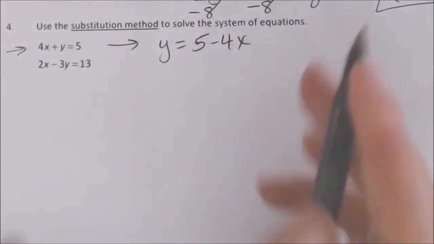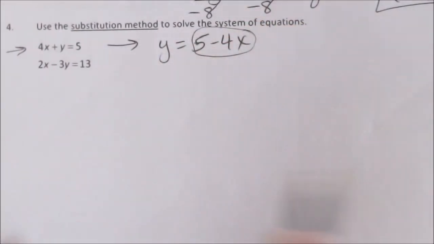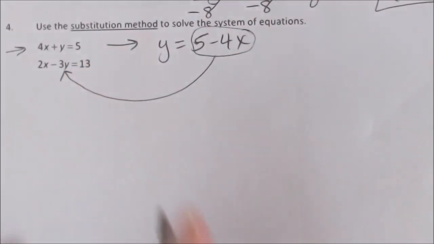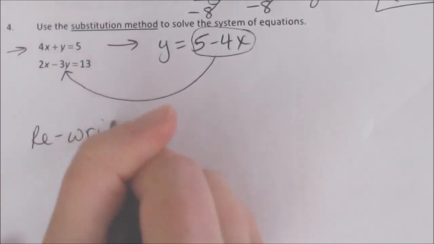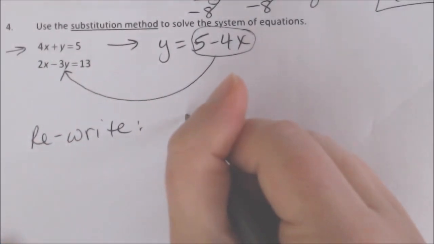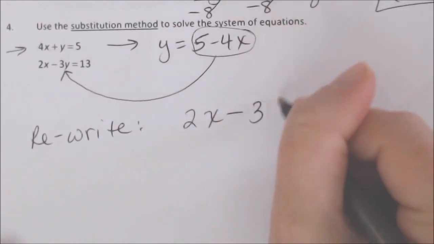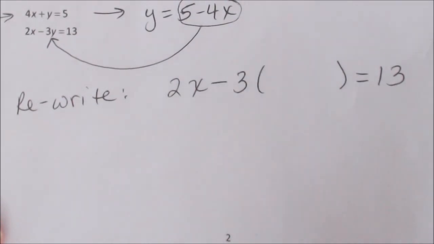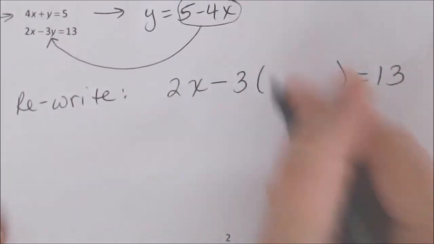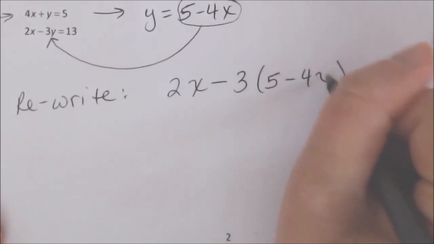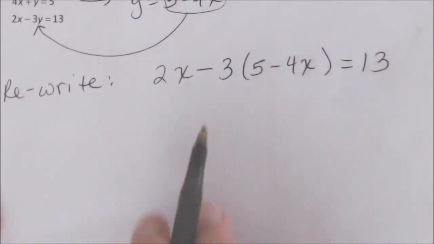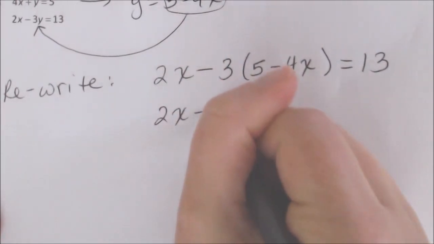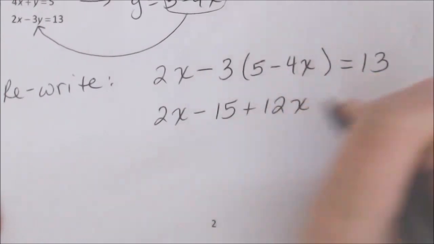same thing. And then that substitution, that 5 minus 4x is going to get substituted into the y in the second equation. So let's rewrite the second equation using that substitution. So we get 2x minus 3 and then put in parentheses. Just like when we did function composition back in chapter 2, it's the same idea. Put parentheses and then make your substitution. So 5 minus 4x is going to go inside those parentheses. And now we have an expression where we can solve for a variable. So I'm going to distribute the 3.